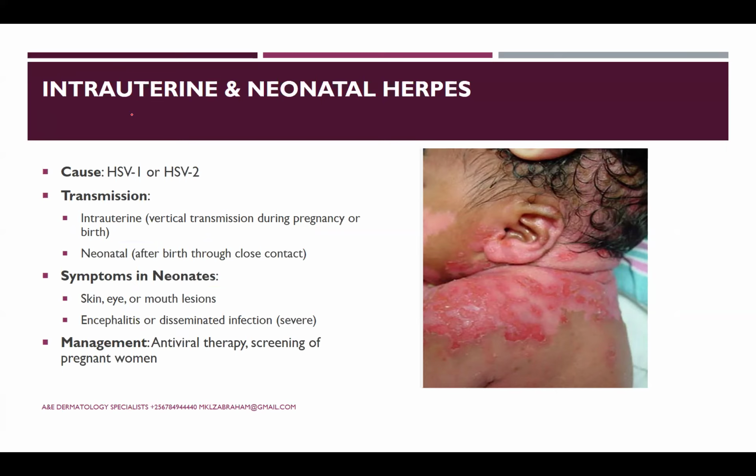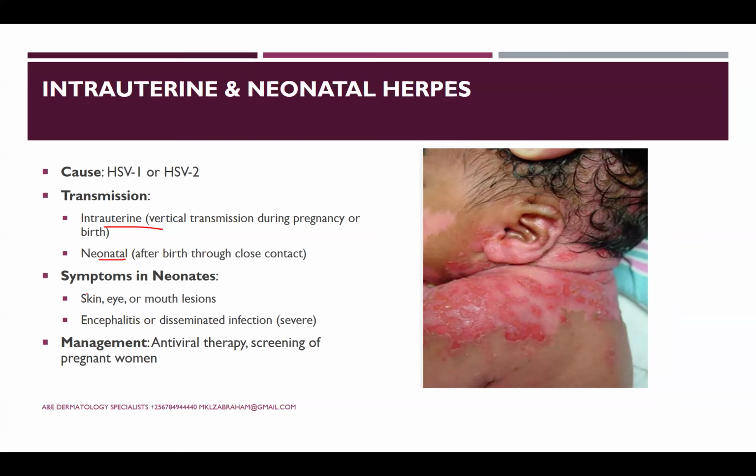So in this case, it can either be HSV-1 or 2, and then the transmission can depend. So if it is intrauterine, we call that vertical transmission, that is mother to child via the placenta, or it can be in the perinatal period during birth, as the child is passing through the birth canal of the mother, then they get infected with this virus. So the manifestation in neonatal herpes, that means that the child has this condition in a child less than 28 days.